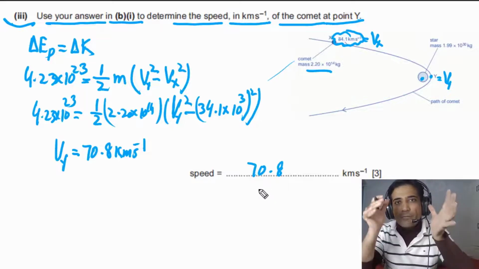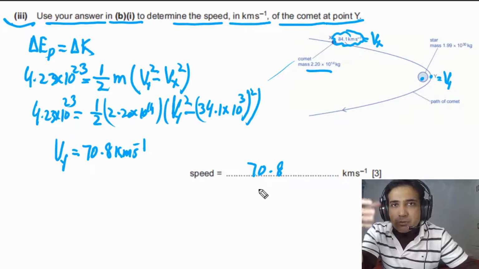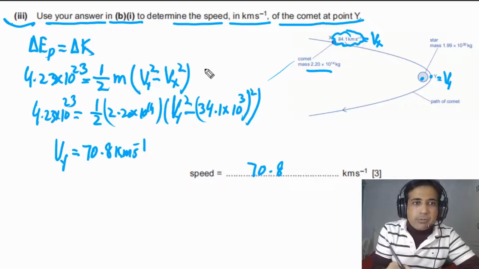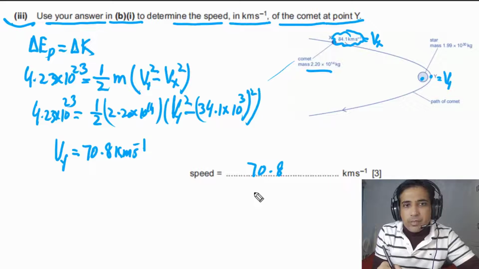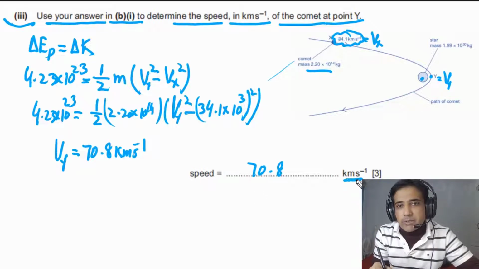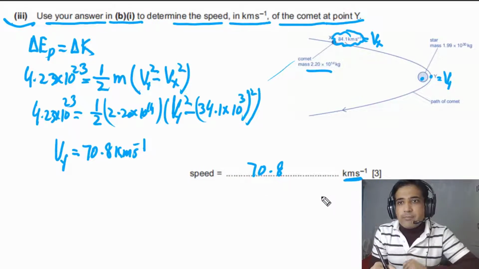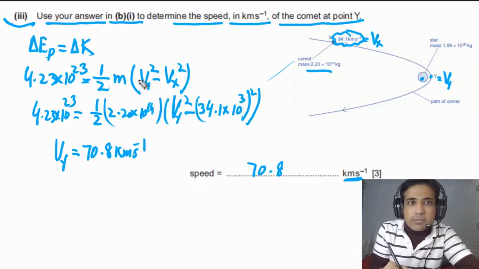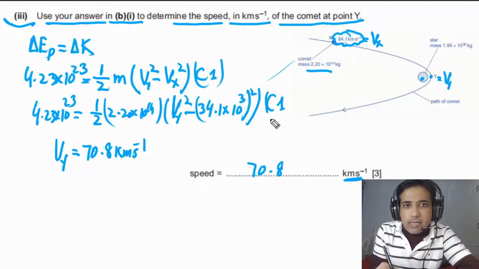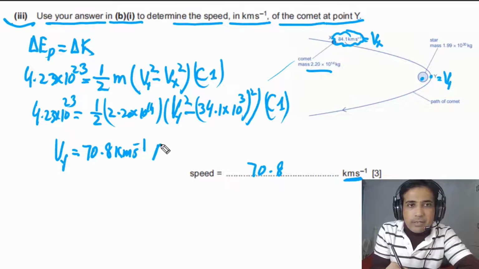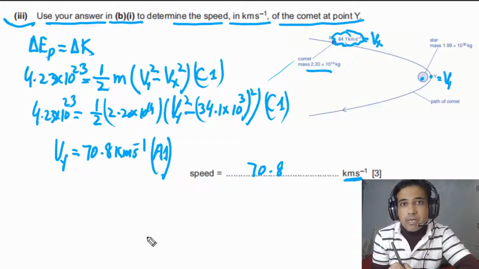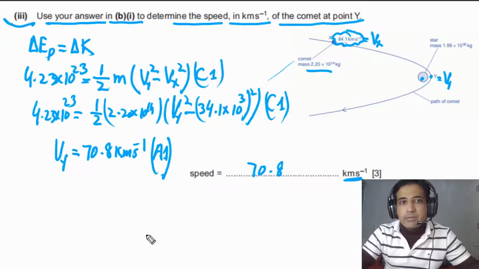Simply you need to understand for this question, mechanical energy is conserved. So the change in gravitational potential energy is equal to change in KE. You equate and you can find the value of Vy, and your answer has to be in kilometers per second. This question has 3 marks. The first mark you will get if you have written this step. You will get 1 C mark. And the second C mark you will get if you have substituted these values. And the third mark is the answer mark. If you have got the right answer, you will get 3 marks. So this is how marks will be awarded for this part of the question.